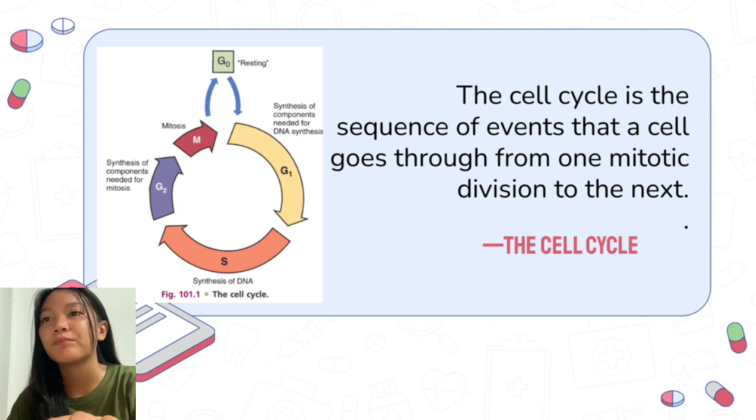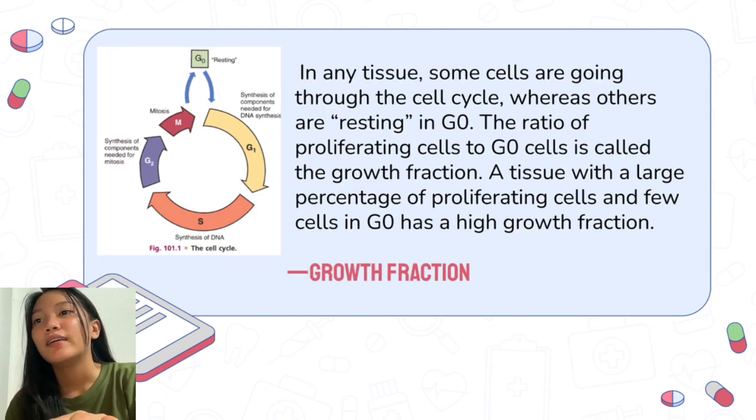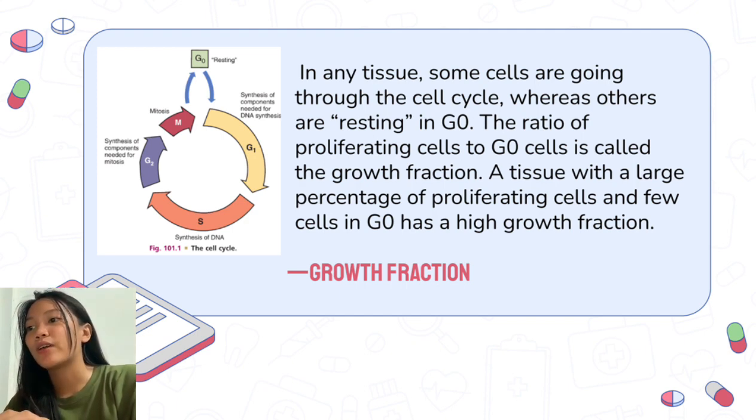First is the cell cycle. The cell cycle is the sequence of events that a cell goes through from one mitotic division to the next. And next is the growth fraction. In any tissue, some cells are going through the cell cycle, whereas others are resting in G0. The ratio of proliferating cells to G0 cells is called the growth fraction. A tissue with a large percentage of proliferating cells and few cells in G0 has a high growth fraction. So, chemotherapeutic drugs are much more toxic to tissues that have a high growth fraction than to tissues that have a low growth fraction.